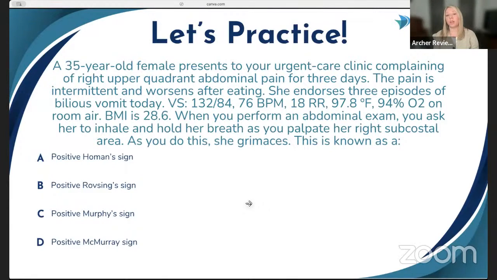So when you perform the abdominal exam, you ask her to inhale and hold her breath as you palpate her right subcostal area. As you do this, she grimaces. This is known as A, positive Homan sign, B, positive Rovsing sign, C, positive Murphy sign, or D, positive McMurray sign. I'll give you a second to take your guess.